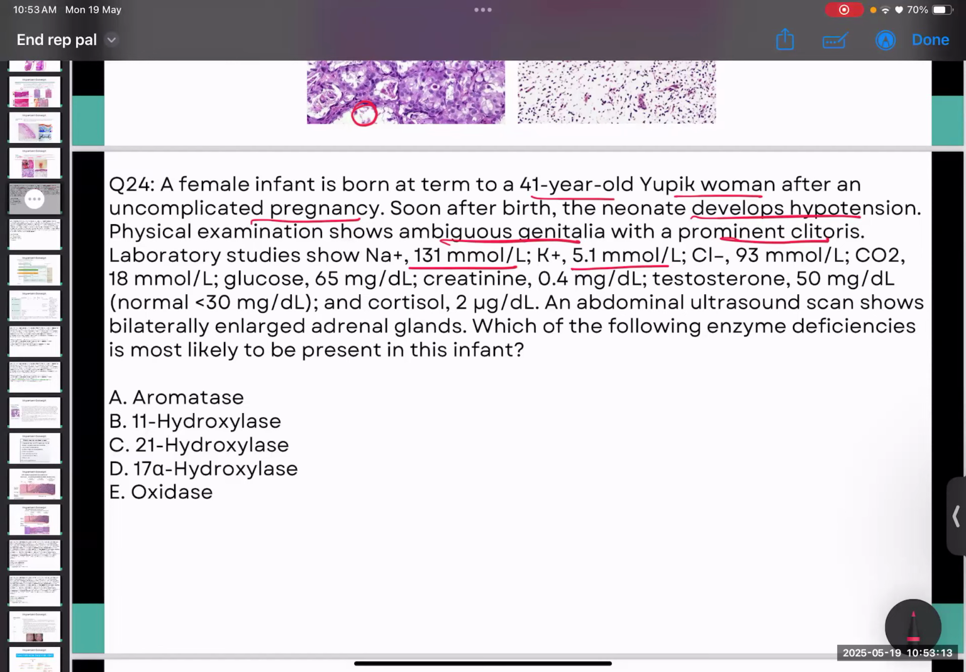Usually potassium levels are from 3 to 5, so it's 5.1. Chloride is 93, carbon dioxide is 18, glucose is 65, creatinine is 0.4. Testosterone is 50, and normally it should be less than 30. So the female infant has high levels of testosterone, and she has hypotension, and cortisol levels of 2. Abdominal ultrasound scan shows bilaterally enlarged adrenal glands, so congenital adrenal hyperplasia. Which of the following enzyme deficiencies is she most likely to have?